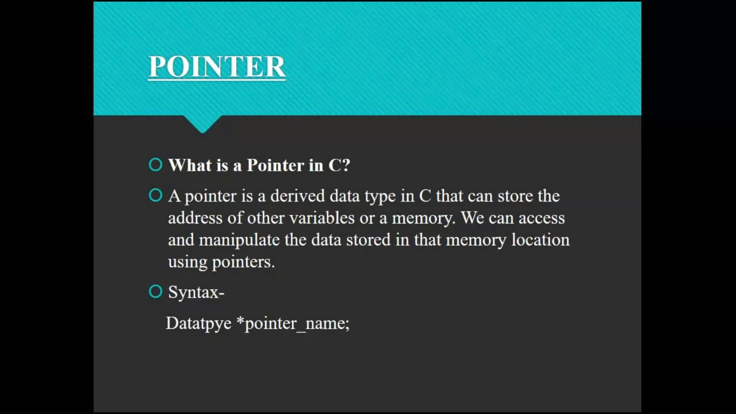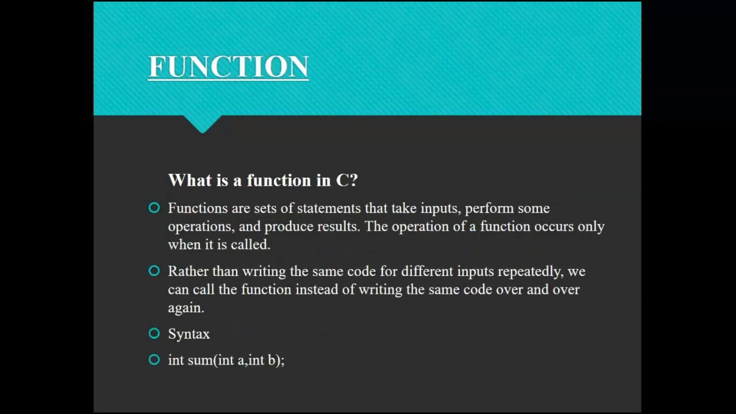Pointer. A pointer is a derived data type in C that can store the address of other variables. With the help of a pointer, we can manipulate the data stored in the memory location. Syntax: data type, asterisk symbol, pointer's name.